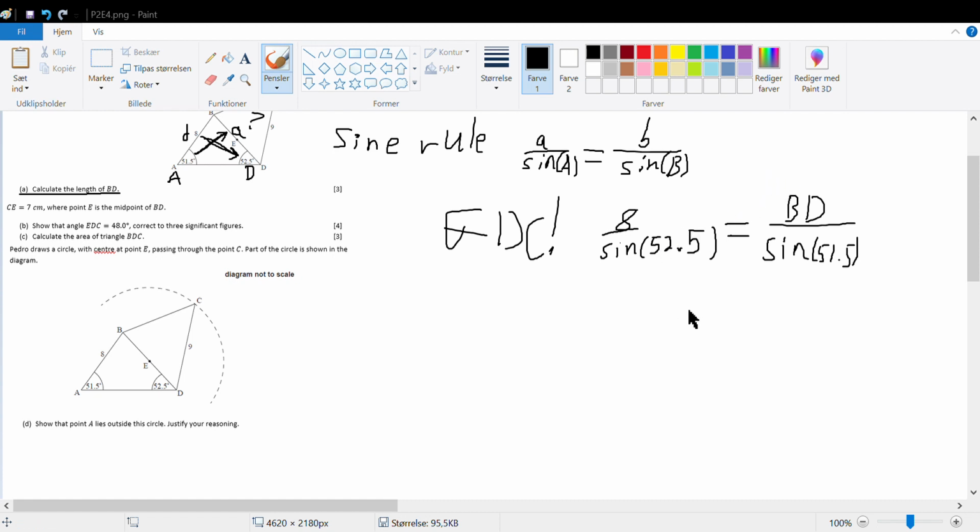The one thing that you have to remember to do, however, is to set your calculator to radian. Sorry, not to radians. You must remember to set it to degrees, because if it's in radians, you will have problems. If you do this, you will find that the answer is equal to 7.89.